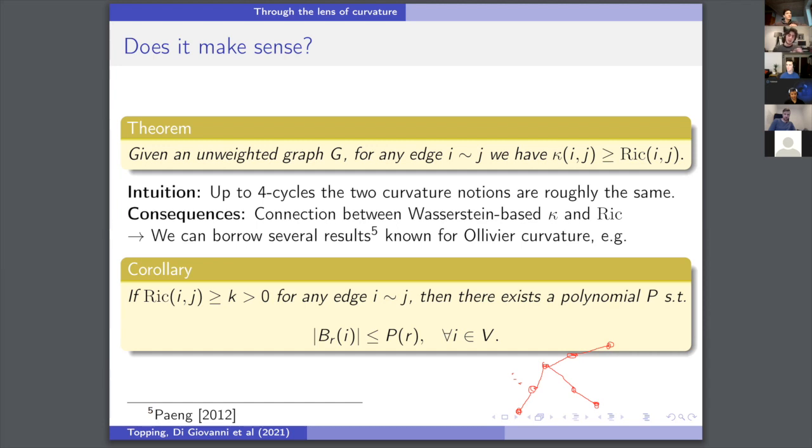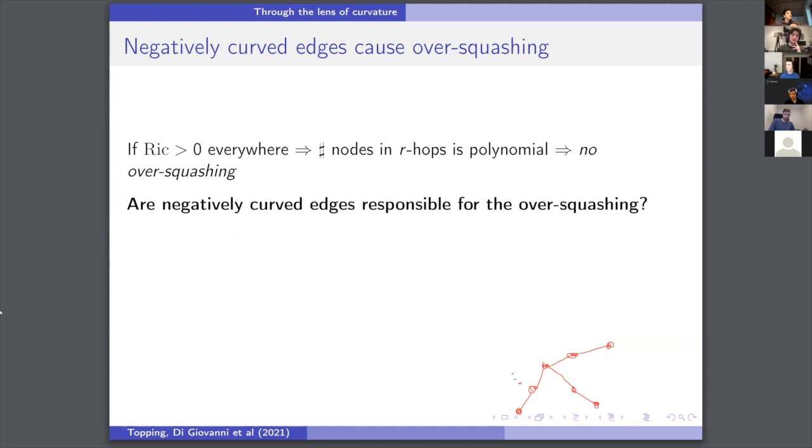Now, if you remember what Jake was mentioning a couple of minutes ago, we know that exponential volume growth is associated with oversquashing. So in other words, when you have exponentially many nodes in your R-hop neighborhood, you're going to have compression of information inside an MPNN.